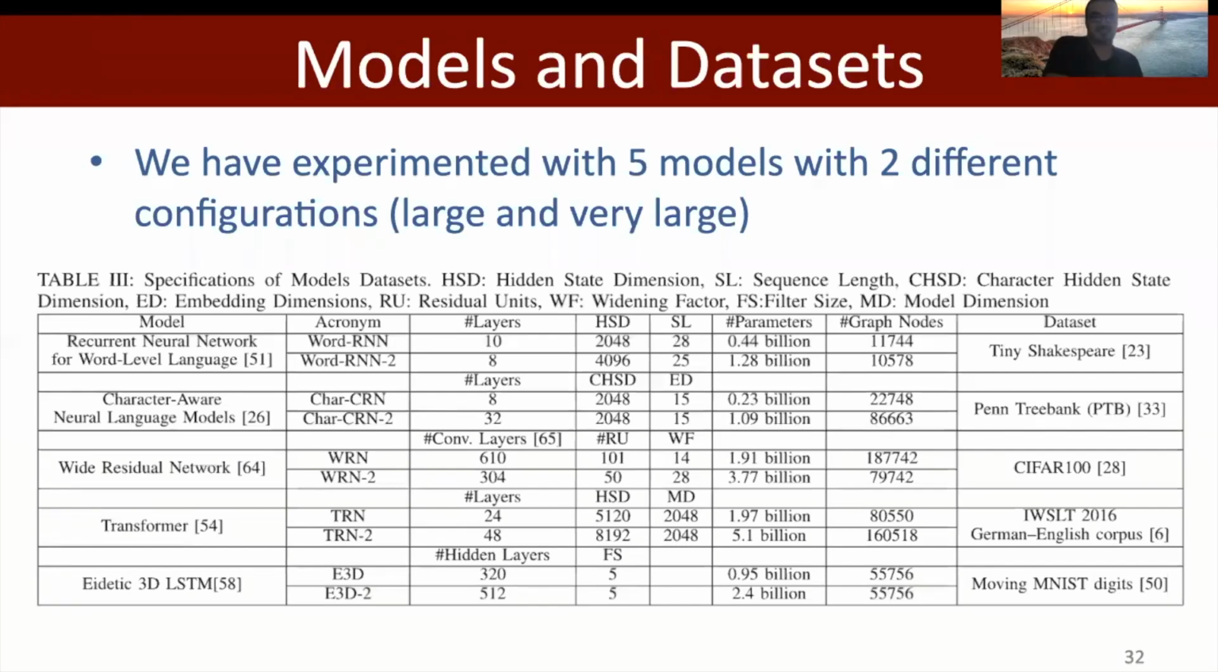So these are the models and datasets that we use in our experiments. There are 5 models, but we have 2 flavors of them: large and very large ones. The very large ones don't fit into single GPU memory. The large ones barely fit. You may need to use a batch size of 1, for example, so that it fits. And we pick these models from different domains like NLP, language modeling, video prediction, computer vision, etc.